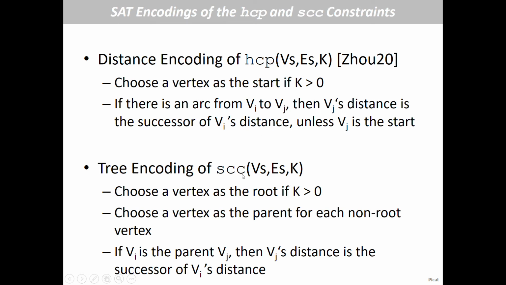For the SCC constraint, Picat uses an encoding called tree encoding. The idea is similar. For a non-empty subgraph, it first chooses a vertex as the root, and the distance of the root is 0. It chooses a vertex as the parent for each non-root vertex. If vi is the parent of vj, then vj's distance is the successor of vi's distance. It is very similar to the distance encoding.